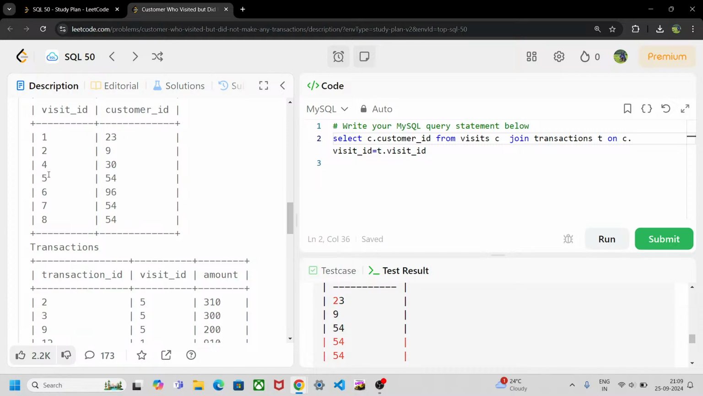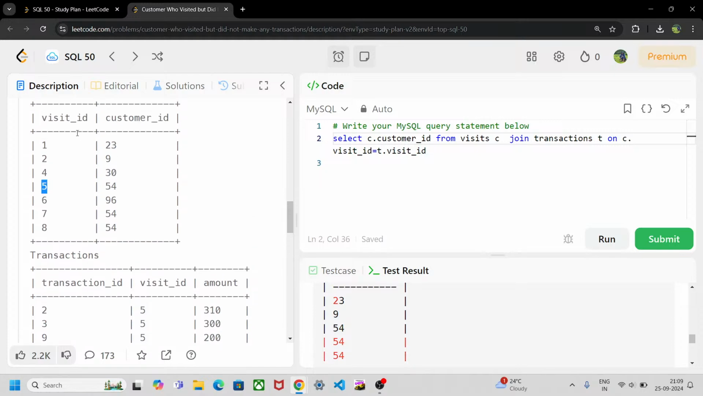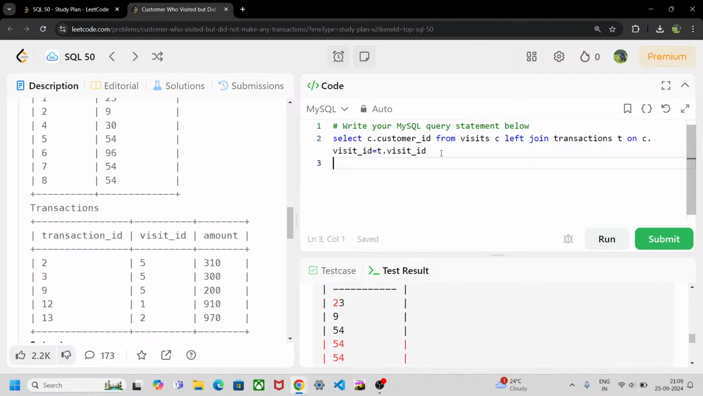So 1, 2, 3, 4, 5, 6, 7, and these 2 5s are extra. This 5 is also common, so it is considered as 2 extra. That is the reason we are getting 9. That is for the left join I'm telling. But for the inner join we are just getting 5 rows. So in this way it joins, guys.